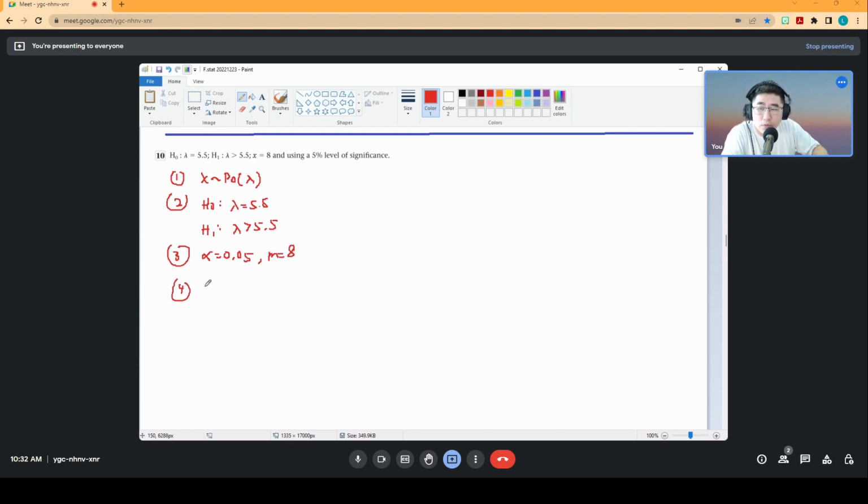Number 4, reject condition, so I write reject H0 if P of x greater equals to 8 is lesser than 0.05. Okay, then I will have my p-value method. P of x greater equals to 8 is the same as 1 minus P of x lesser equals to 7. So I do my calculation.